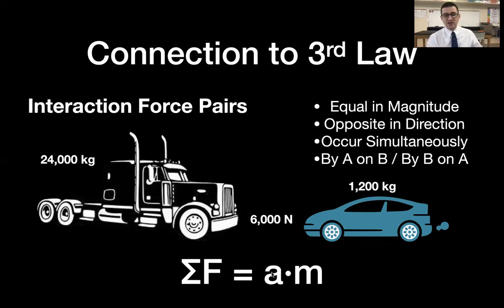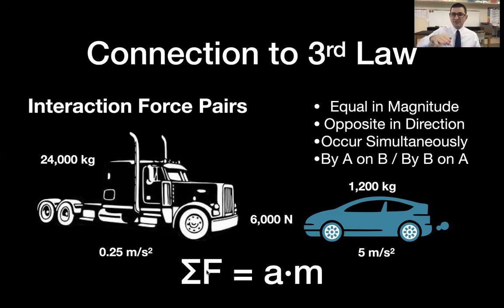So if we look at Newton's second law and we actually plug in the numbers, assuming that this is the only force acting, the truck is going to experience an acceleration of 0.25 meters per second squared, where the car is going to experience a much bigger acceleration of 5 meters per second squared. The reason for this is that we now know that the more mass something has, the less acceleration it experiences due to the same amount of force.